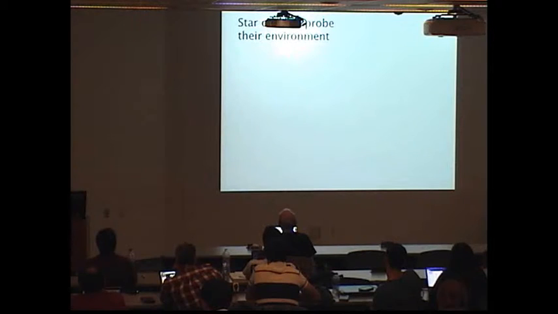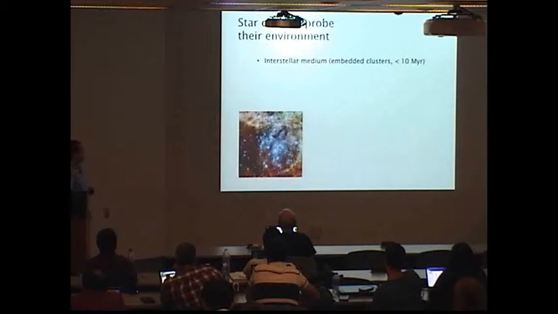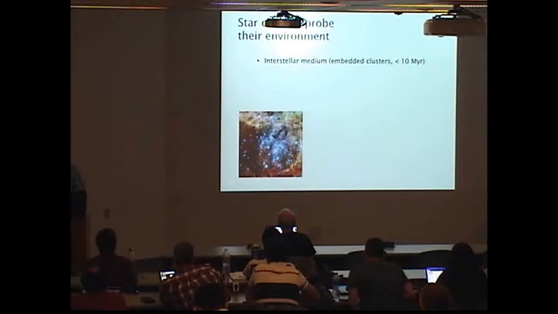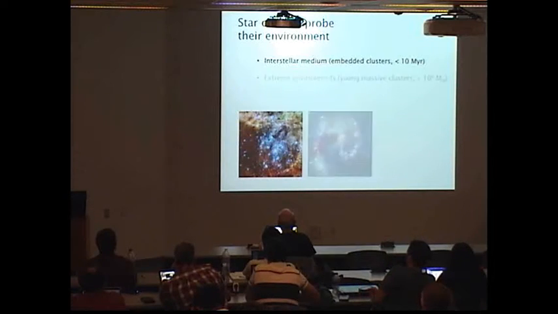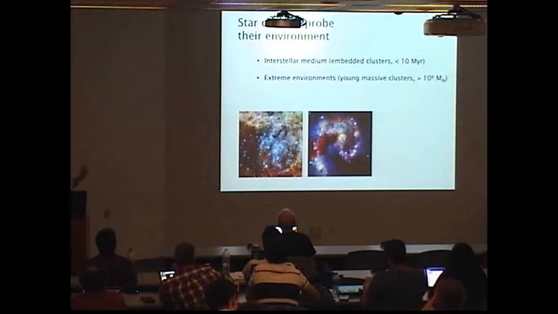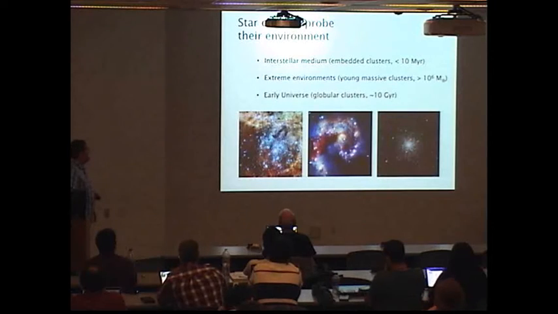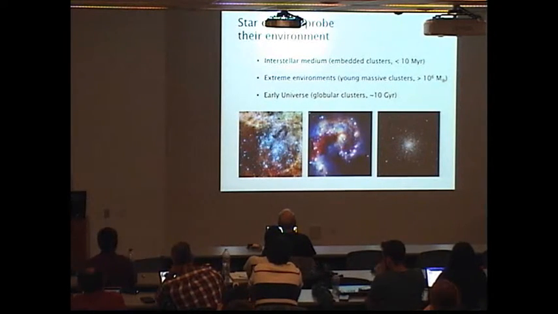Because we know that star clusters actually probe their environment, they probe the physics of the interstellar medium. When they form, we can have a look at embedded clusters, so young objects still shrouded or embedded in gas. We could also go to more extreme environments and see the formation of young massive clusters, these huge beasts, for example, in interacting galaxies. More than 10 to the 6 solar masses, that's really huge stellar clusters. And we can also use them to probe the physical conditions of formation in the early universe, where the globular clusters form, so it's something like 10 gigayears and even more ago.